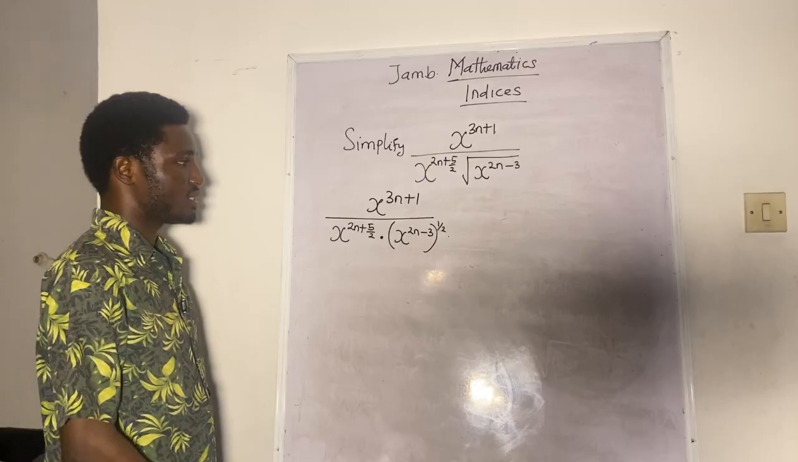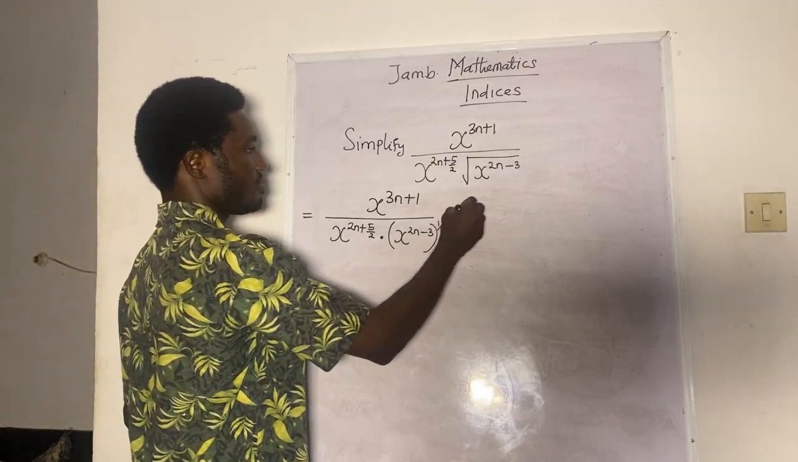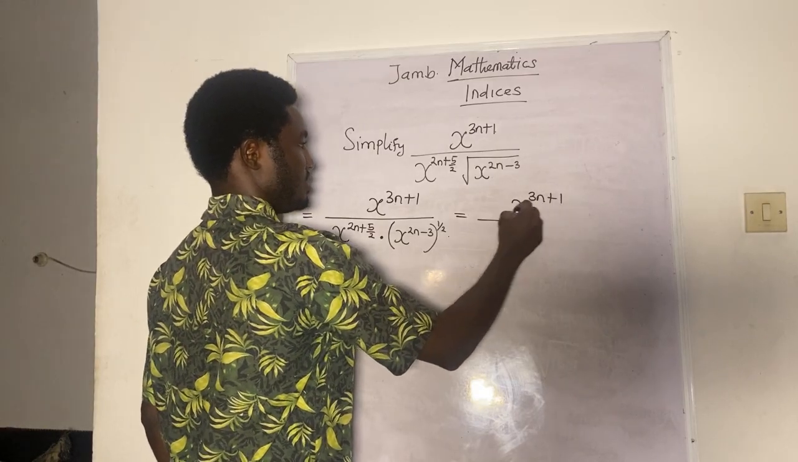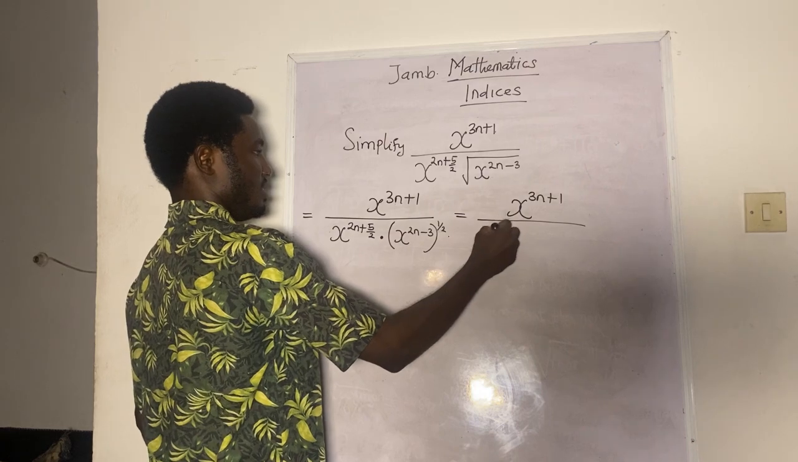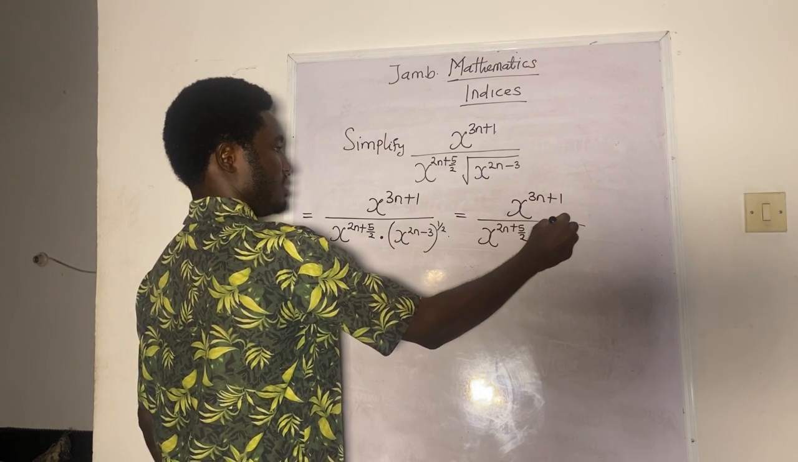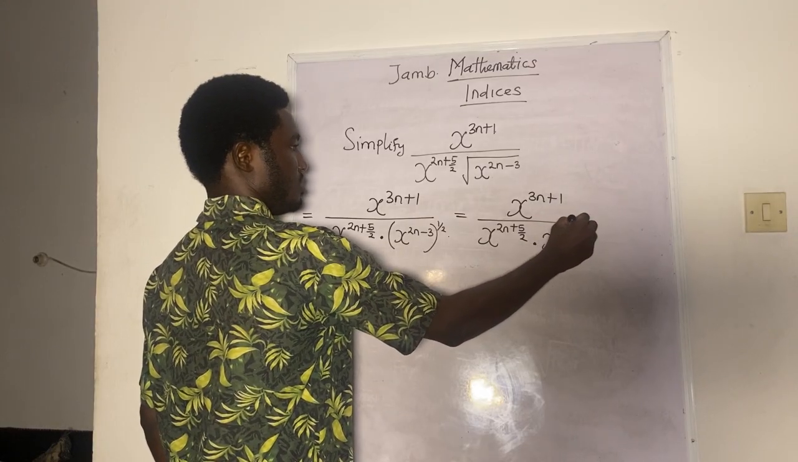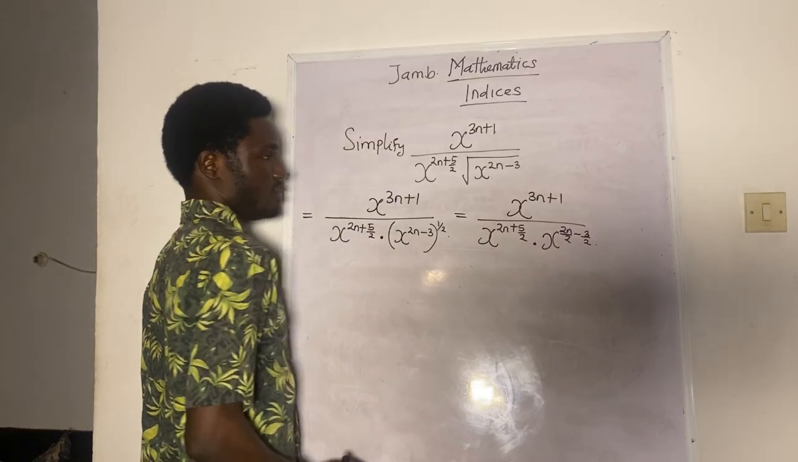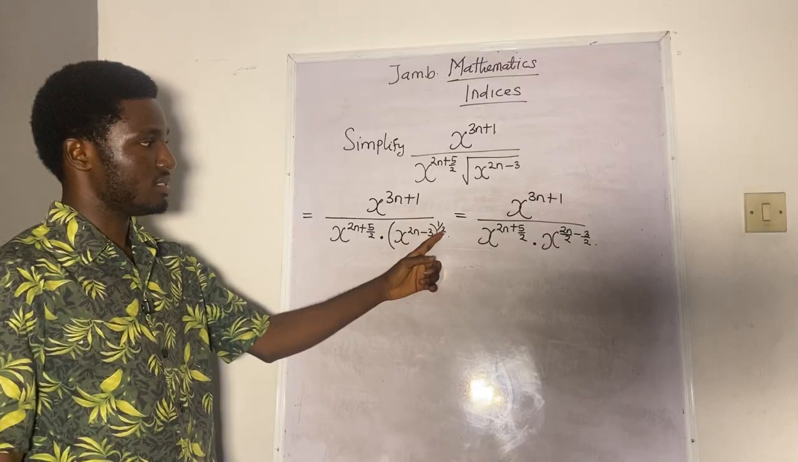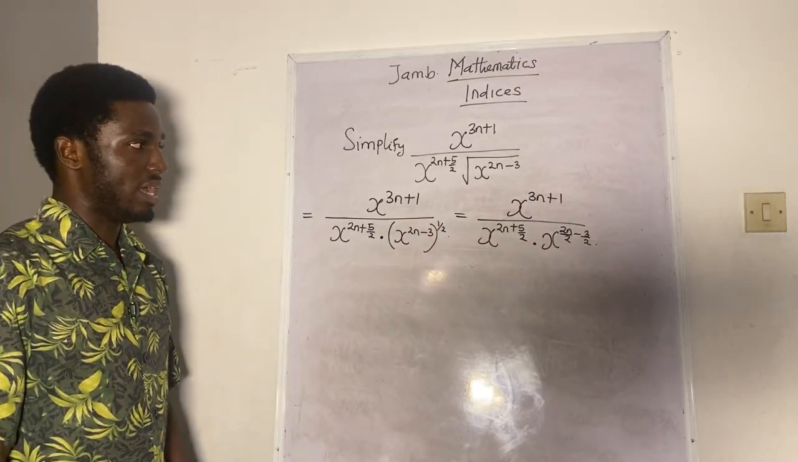So what do we do next? We open this bracket, and this becomes x to the power of 3n plus 1 over x to the power of 2n plus 5 over 2, times x to the power of 2n over 2 minus 3 over 2. We have used this half to multiply with 2n and with negative 3. And that's what we have.